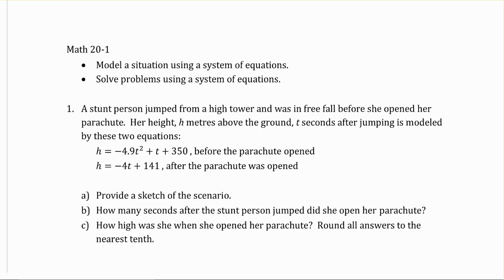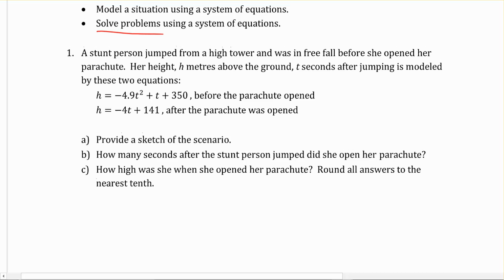Hey Math 20-1. So we're going to go over systems of equations still, but using them in actual problems. So let's jump into it. The first one says a stunned person jumped from a high tower and was in free fall before she opened her parachute. Her height, h meters above the ground, t seconds after the jump, is modeled by these two equations. So system of equations, right?